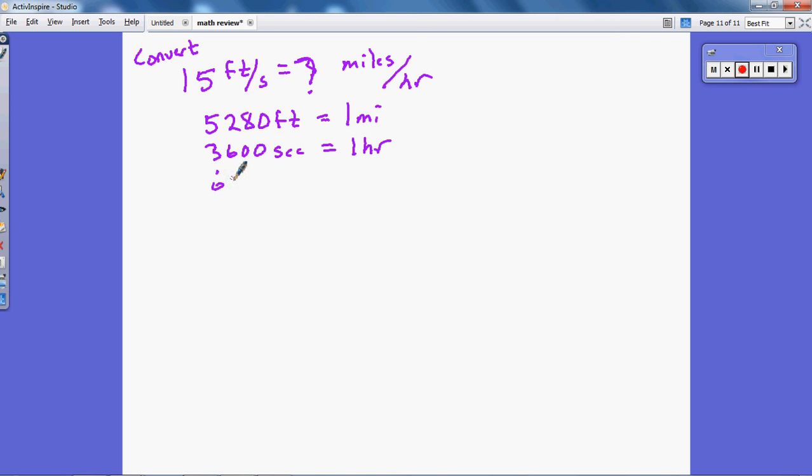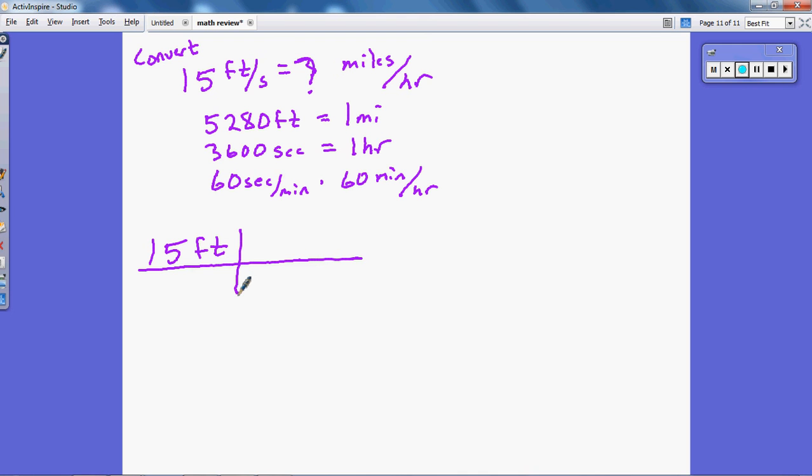That would be 60 seconds per minute, times 60 minutes per hour. And there you get your 3,600 seconds per hour. Begin with our 15 feet per second. We're going to do 2 conversions this time, so we have a slightly larger grid set up.